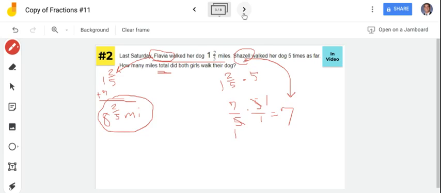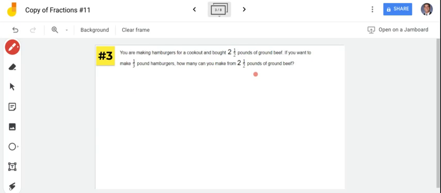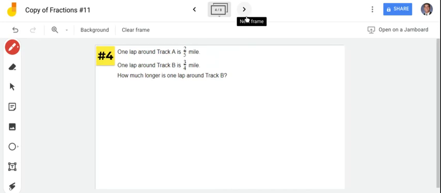Circle final answer. Okay, and number 3, you're making hamburgers for a cookout and bought 2.5 pounds of ground beef. If you want to make 1/3 pound hamburgers, how many can you make from 2.5 pounds of ground beef? So what you should do here is take your total amount of ground beef, which is 2.5 pounds, and divide it by the amount that you want each hamburger to be, which is 1/3. So 2.5 divided by 1/3, that'll give you your answer.